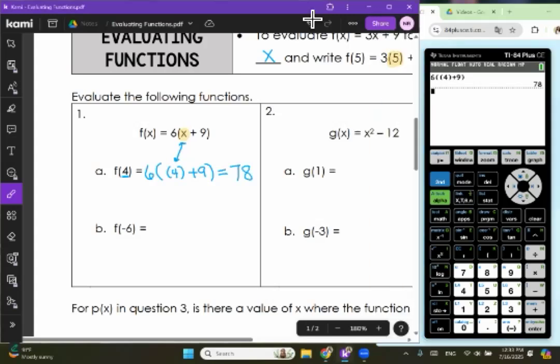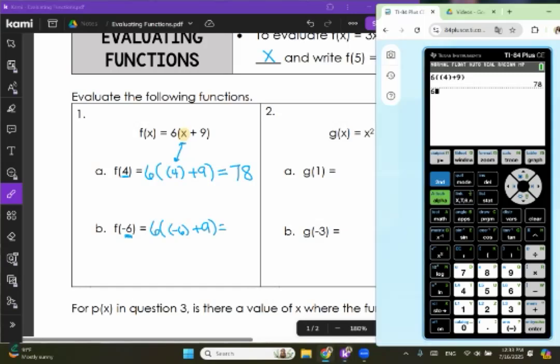Okay. -6. Especially when it comes to negatives, that's the most important time for you to put it in parentheses. Okay. So 6 parentheses again, -6 plus 9, you get 18.